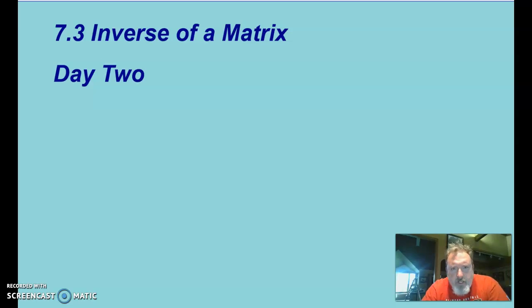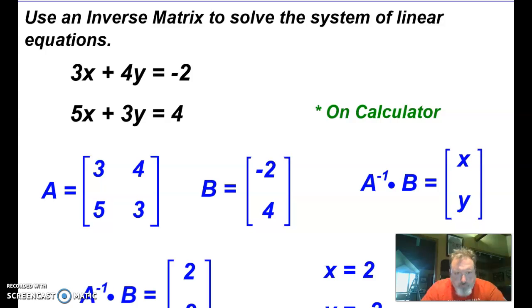All right, welcome back. Today we're going to cover day 2 of finding the inverse with a matrix. Short and sweet today. In addition to this page, just 2 pages of notes, so we'll get right after it.